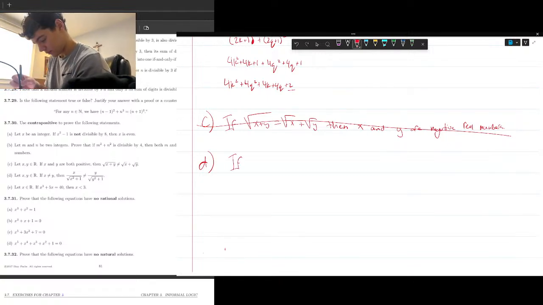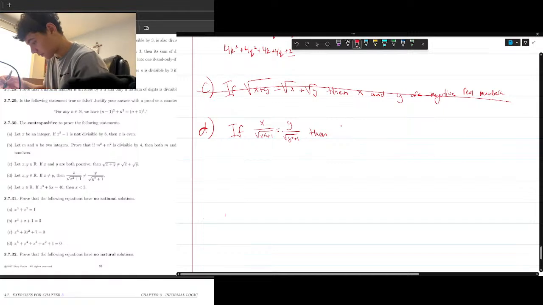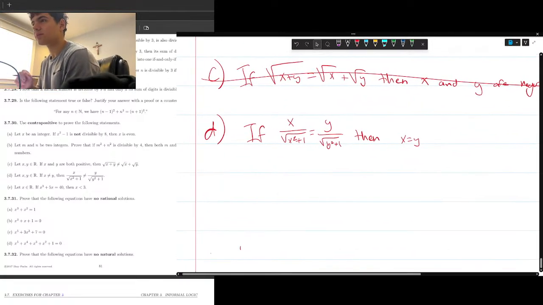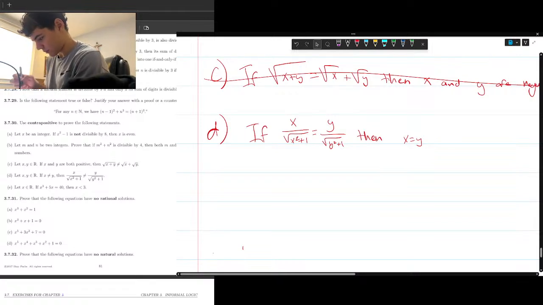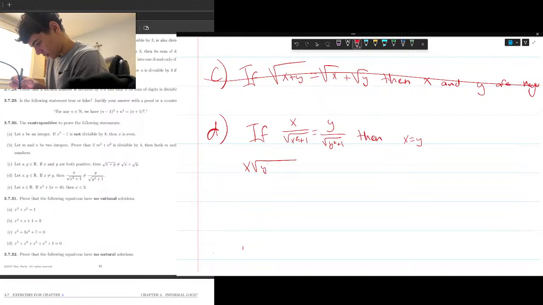So, the contrapositive of this would be: if x over x squared plus 1 is equal to y over y squared plus 1, then x is equal to y. Okay. Interesting. Okay, so I guess let's just begin by multiplying it. Don't know if this is the right step. Probably not.